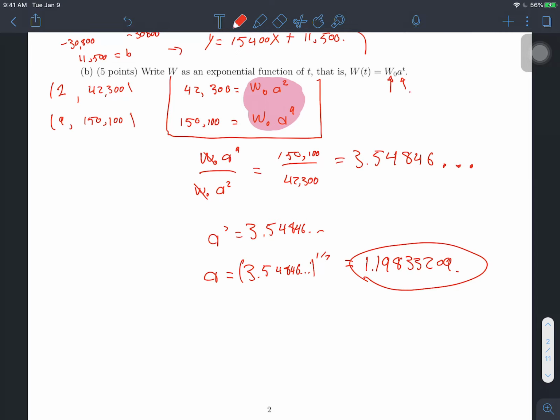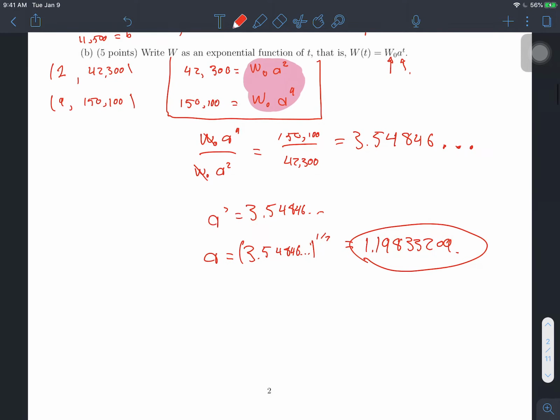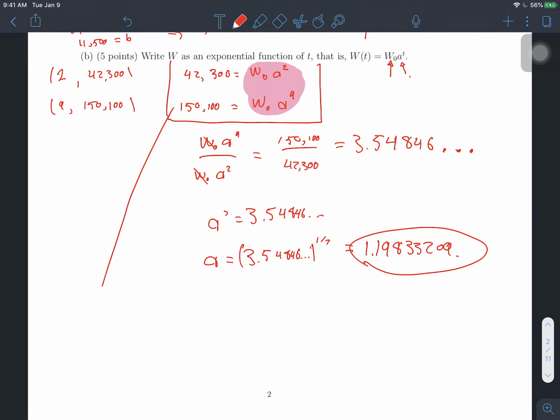Well, I can rewrite each of these equations here. I'll just rewrite one of them. I'll rewrite the top one as 42,300 is equal to W naught times, I'm going to replace A by the thing that we just figured out, A was 1.19833209, and that's to the power 2. So all I have to do to figure out W naught is divide both sides by this thing here.